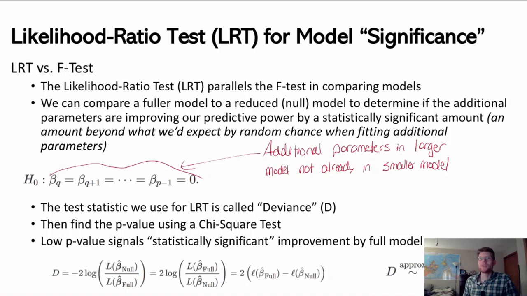And so the test statistic that we calculate with a likelihood ratio test is called the deviance. It's abbreviated with a D. And we calculate the deviance with this expression down here: minus 2 times the log of the likelihood function of the model using the null model divided by the model using the full model.